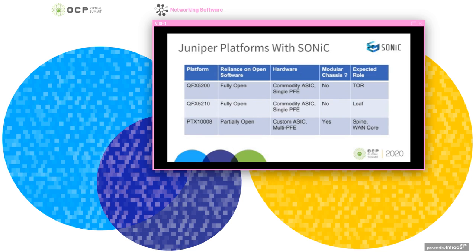Juniper has three platforms that run SONiC. The QFX 5200, which we see as a ToR, the QFX 5210, which we see as a leaf, and the PTX 10008, a modular chassis that we see in the spine or WAN core roles. The QFX 5200 and 5210 have Broadcom ASICs. The PTX 10008 has a custom ASIC called the BT. It is partially open because we have a proprietary Juniper HAL that simplifies the management of the modular chassis.